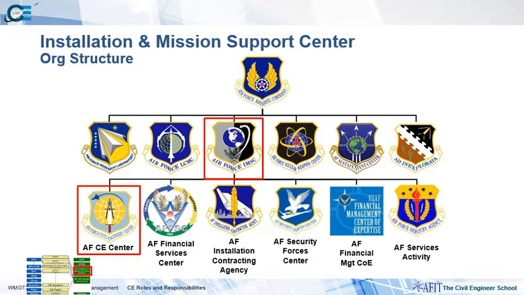Here we dive deeper into the organizational chart under AFIMSC. These are all the primary subordinate units that fall under it: the Air Force Civil Engineers Center, the Air Force Financial Services Center, the Air Force Installation Contracting Agency, the Air Force Security Forces Center, the Air Force Financial Management Center of Expertise, and finally, the Air Force Services Activity. Let's dive deeper into the Air Force Civil Engineers Center.